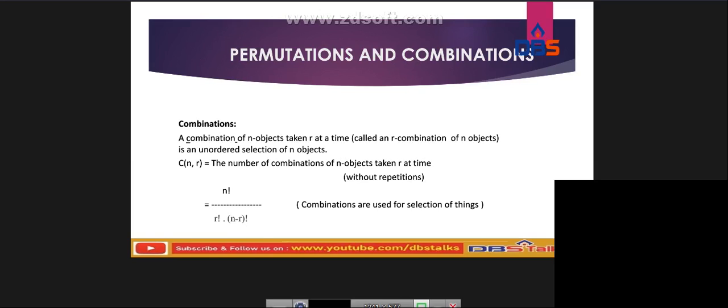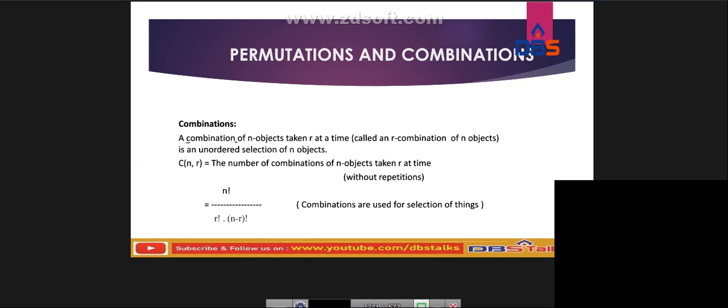Good morning to all. Now we discuss combinations. A combination of n objects taken r at a time is called an r-combination of n objects. It is an unordered selection of r objects.